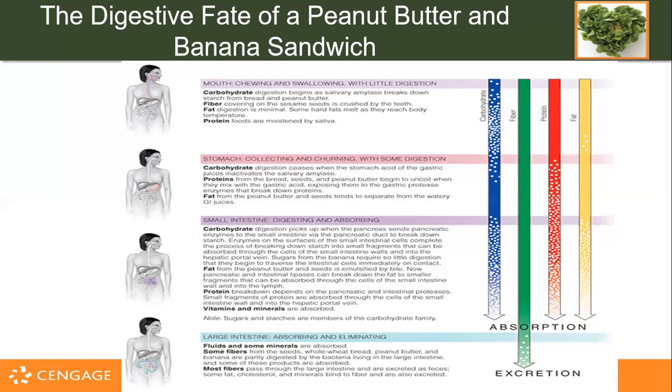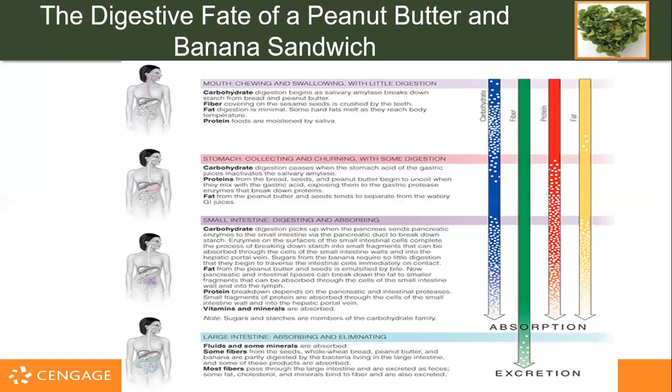As we get down to the stomach, we see collecting and churning with some digestion occurring, where carbohydrate digestion ceases with the stomach acid, because the stomach acid is going to help inactivate salivary amylase. Our proteins from the bread, the seeds, and the peanut butter begin to uncoil or unwind when they mix with the gastric acid, and that's going to expose them to gastric protease enzymes that break down the proteins. A good example of that would be pepsin. And then we have our fat from the peanut butter and the seeds, which tends to separate from the watery GI juices. If you think of a salad dressing, our fat and our water tend to separate, and that's going to help the fats bind to bile later on.